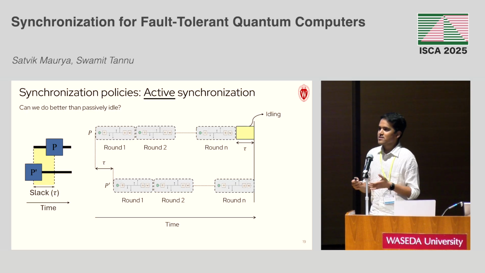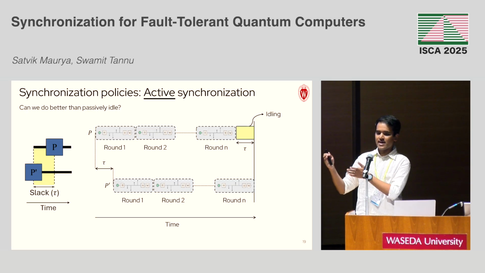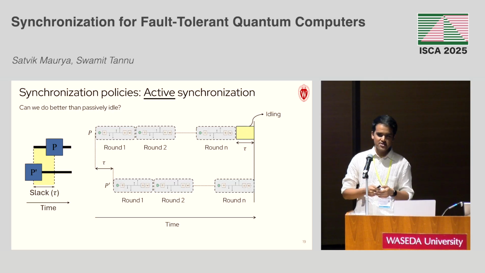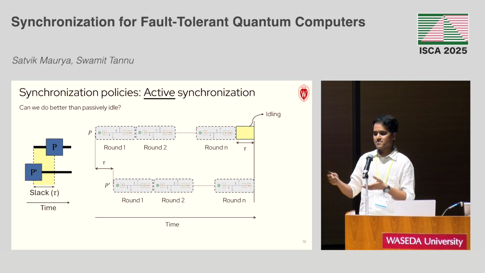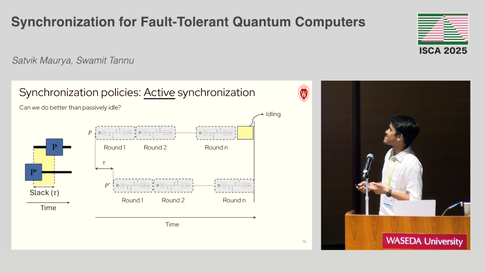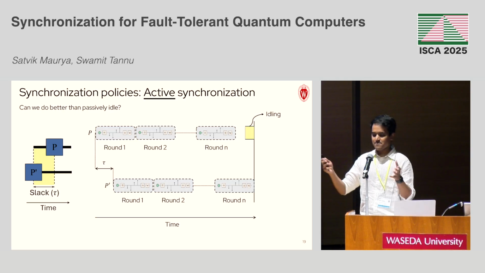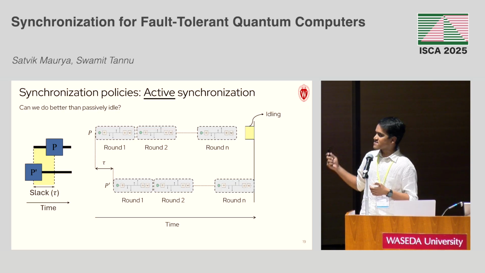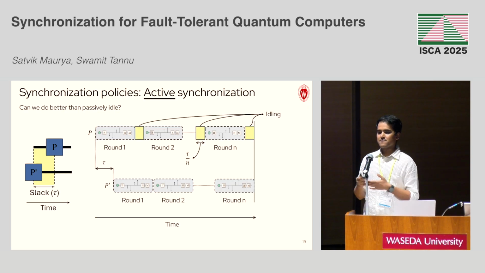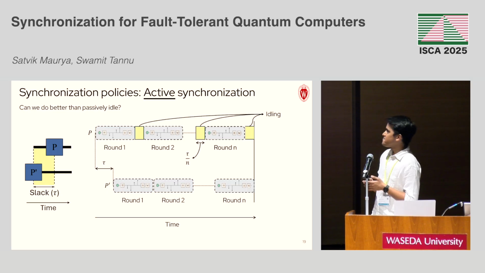In this policy, rather than wait passively at the end of n rounds right before the lattice surgery operation, why not slow the logical qubit that's ahead? Why not slow that logical qubit down gradually? So instead of this long waiting period at the end of n rounds, we reduce the waiting period by some factor, and then we insert idling durations at the end of every round of error correction prior to the lattice surgery merge operation.